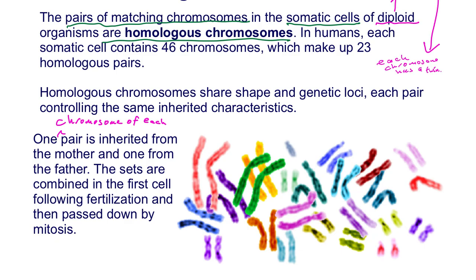Okay, in a somatic cell, we have homologous chromosomes, like I just said. So you got 46 chromosomes, but you got 23 homologous pairs. Now for each pair of chromosomes, one came from mom and one came from dad. One came from dad's sperm, and one came from mom's egg.